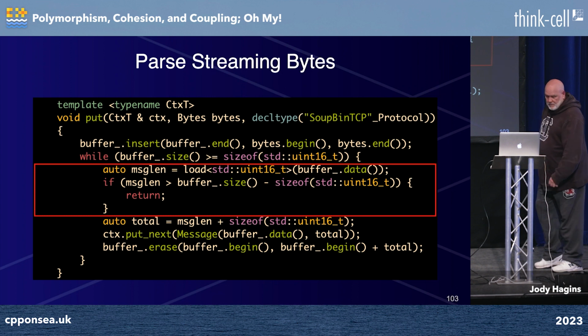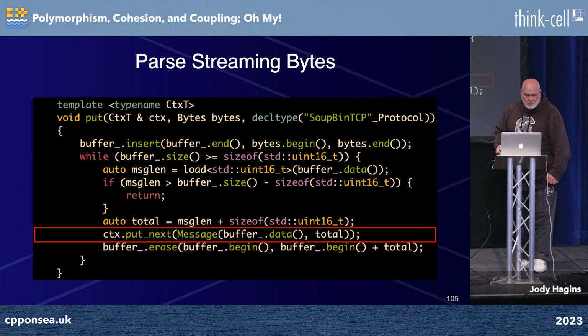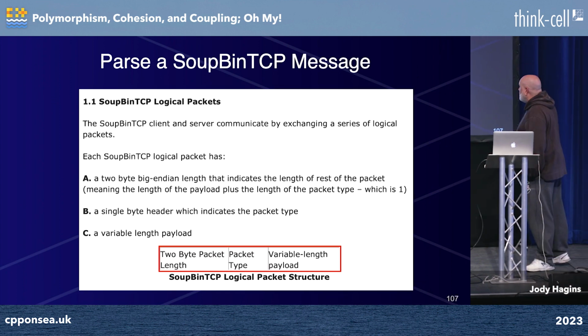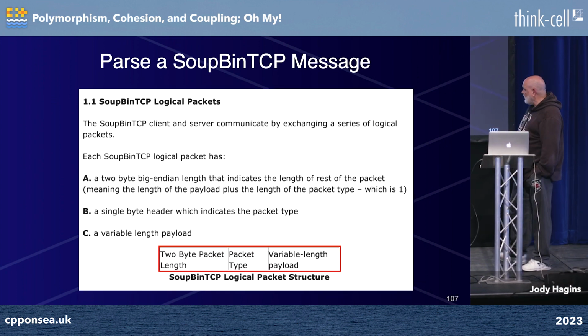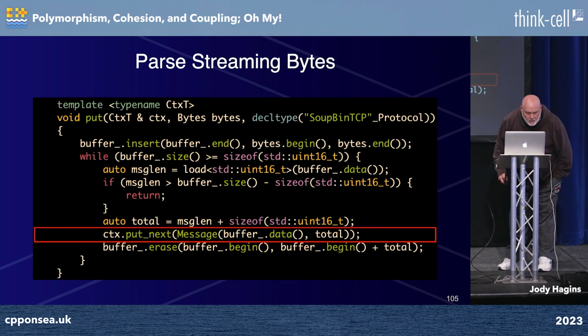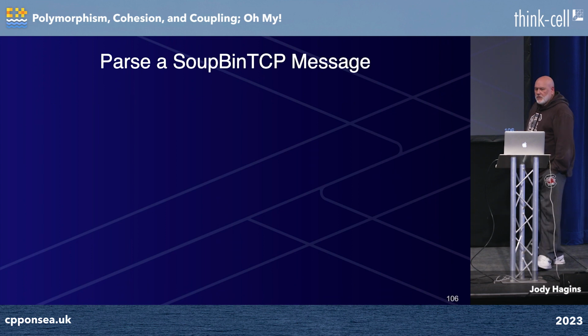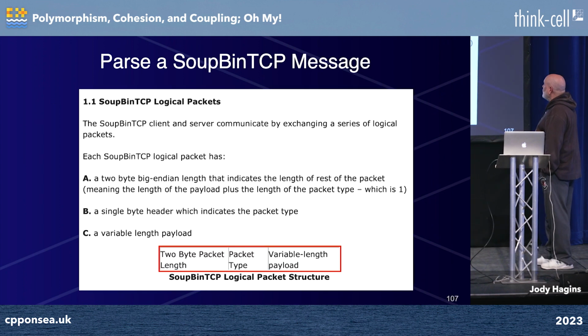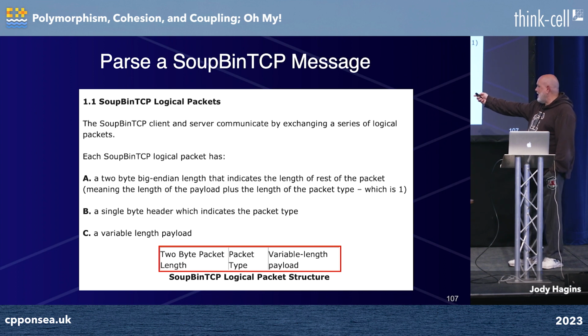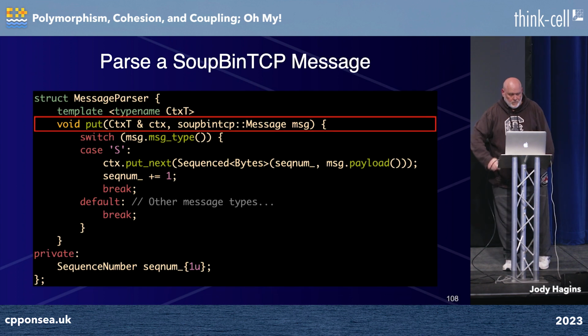We already did this, didn't we? Yep. So here's our soup bin TCP. Here's what a logical packet looks like. Oh, did we do that? Yeah, so we just talked about that. So we have a soup bin TCP message. This is what it looks like. It's a 2-byte packet header with a packet type and a variable payload.